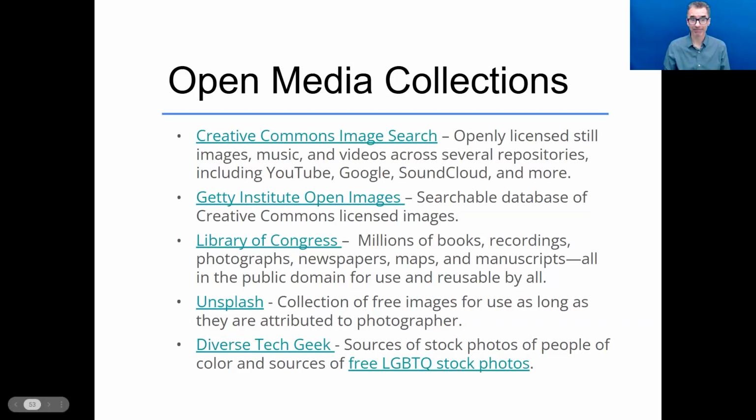And then we didn't get to this. A lot of what we covered were textbooks and things like that, but there are a growing number of video, media, image collections that are free or public domain. And so you can use those as well. We've linked to quite a few of those here.